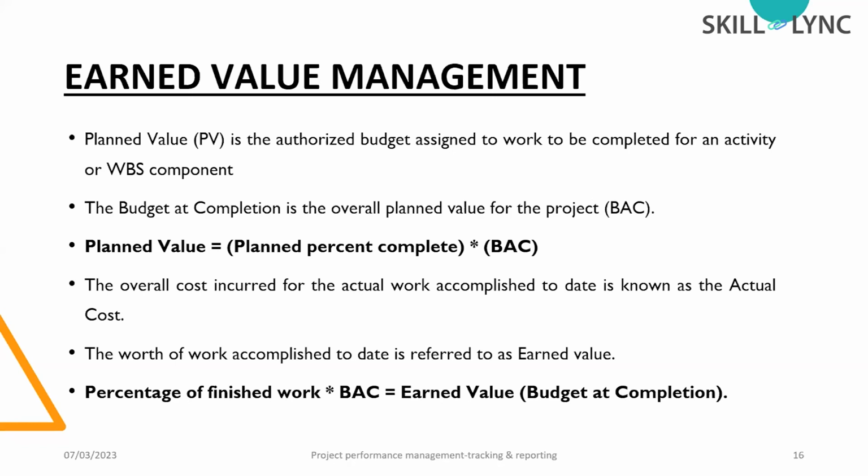In order to get the earned value, we can directly multiply the completed work percentage by the budget at completion. If we multiply the planned percentage by the budget at completion, we will get the planned value. And if we multiply the percentage of finished work by the budget at completion, we will get the earned value. That is the difference between planned value and earned value. After getting these two parameters, we have some equations to follow.